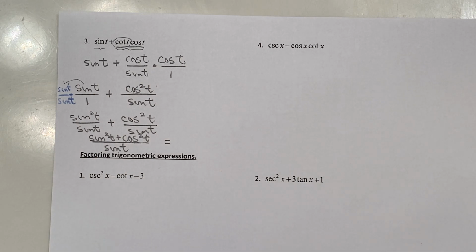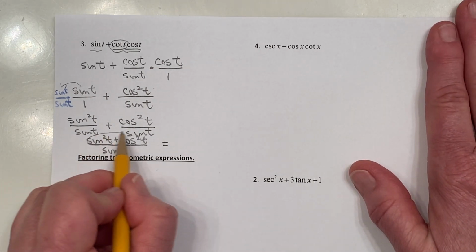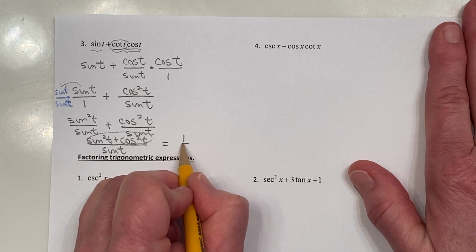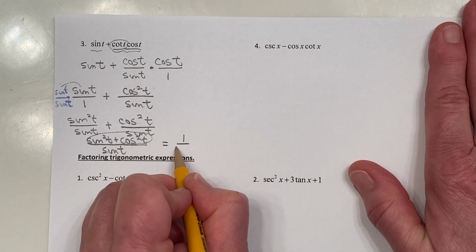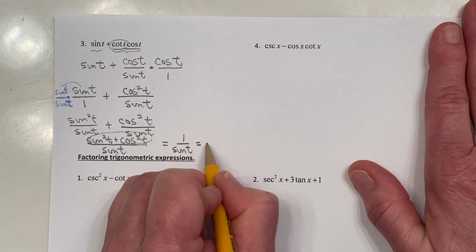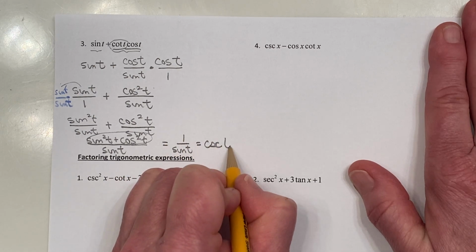Look at your formula sheet. What can I replace sine squared t plus cosine squared t with? That's actually equal to 1. Keep the same denominator. Instead of having a fraction answer, let's rewrite this using reciprocal properties as cosecant of t.